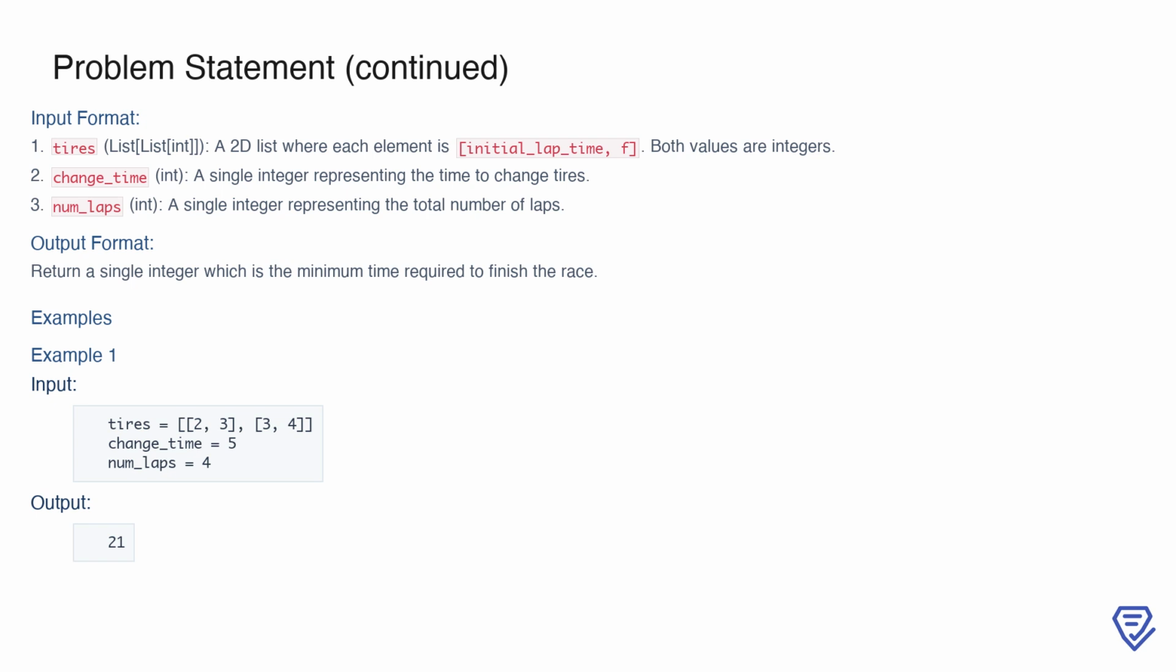Here, initial_lap_time is the time it takes for the first lap using that tire, and f is the degradation factor for subsequent laps. Second, you are given a single integer change_time, which is the fixed time required to change tires. Third, there's number_laps, which specifies the total number of laps in the race. The output is straightforward. You need to return a single integer that represents the minimum time required to finish the race. To clarify this, let's look at some examples.